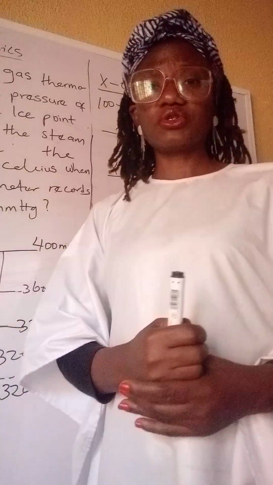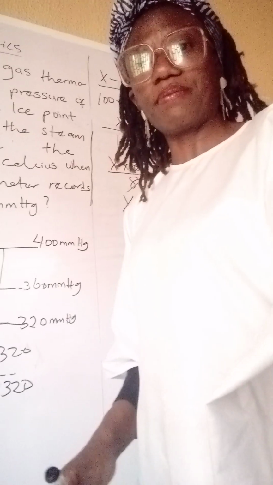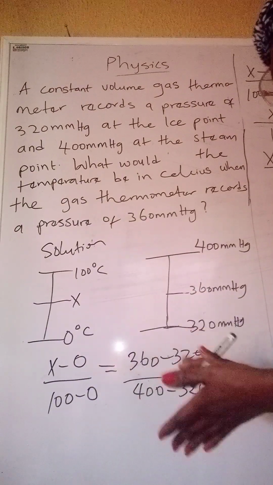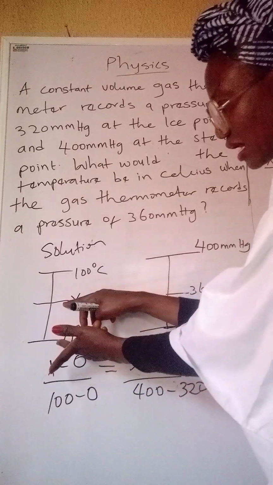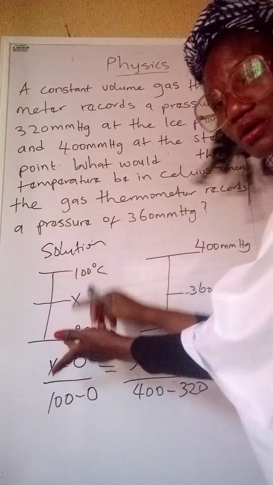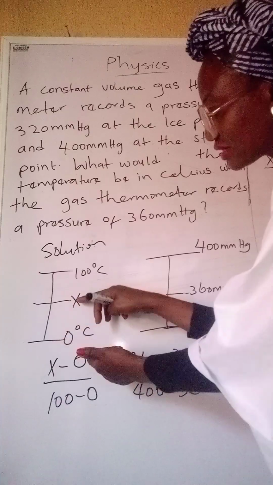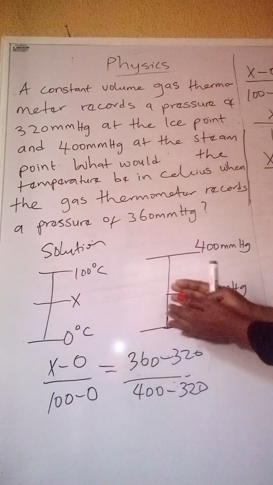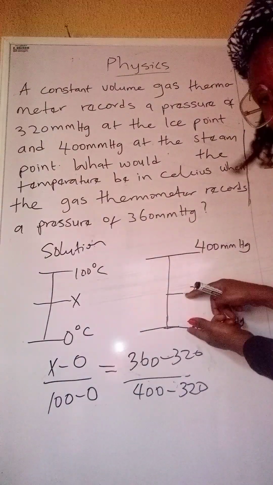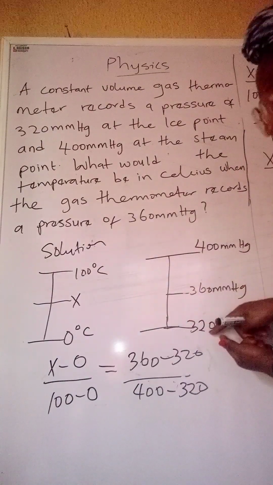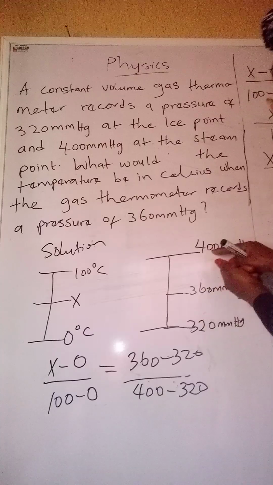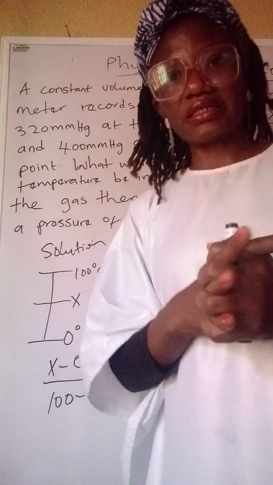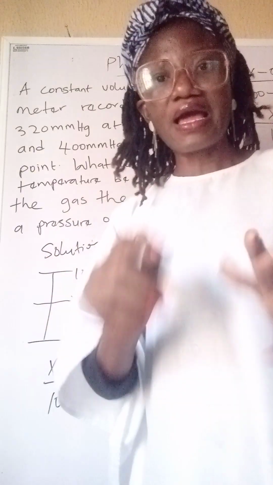So you see that the problem is not difficult to solve, but I will do a recap of what I have done. Like I said before, if you have this kind of problem, it is the smaller gap all over the big gap: x minus 0 all over 100 minus 0 is equal to the small gap, 360 minus 320, all over 400 minus 320. Then you solve mathematically and arrive at your final answer.